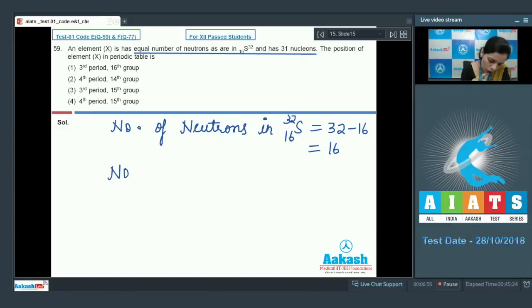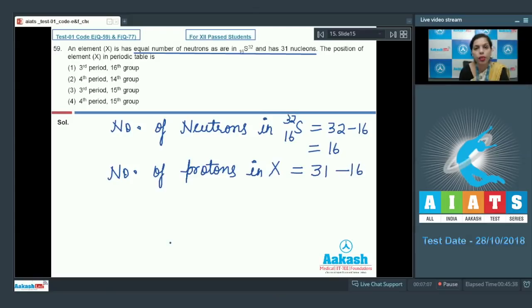So the number of protons in the given element X is 31 minus 16. Because the total nucleons are 31, nucleons are neutrons and protons. So the protons are here 15. And on that basis, its atomic number is 15. So the atomic number is 15.